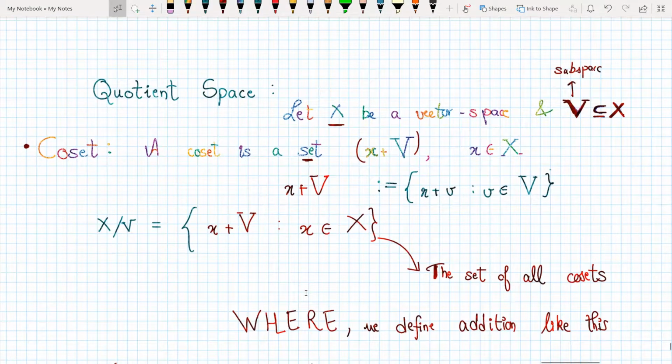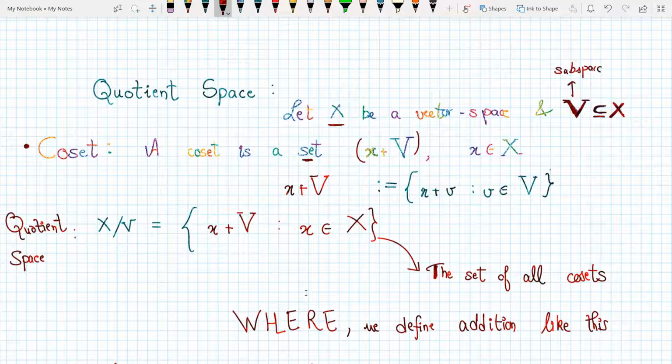What is a quotient space then? A quotient space is the set of all cosets. We will be using this notation of quotient space in future videos also. From now onwards I will call this X quotient V, or X slash V, defined as the set of all cosets x plus V.